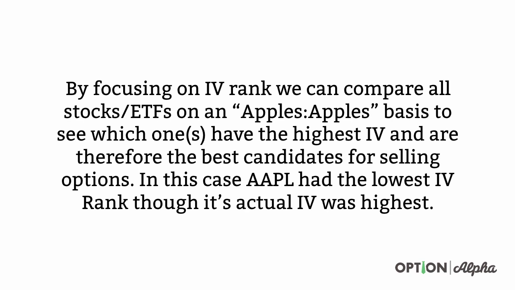So again, by focusing on IV rank, we can compare all stocks, ETFs, etc. on an apples to apples basis. Not necessarily because we're using Apple, but you get the concept. Instead of looking at Apple and Google and IBM as oranges, pears, bananas, and cucumbers, we can make everything apples to apples and look at one ranking fundamental, implied volatility rank, to tell us which stocks have the highest implied volatility and are therefore the best candidates for selling options. In this case, it was interesting because Apple had the lowest implied volatility rank, although its actual IV was the highest, making it possibly one of the worst candidates out of the three to start selling options. Maybe the best candidate to start buying options, but the worst candidate to start selling options.